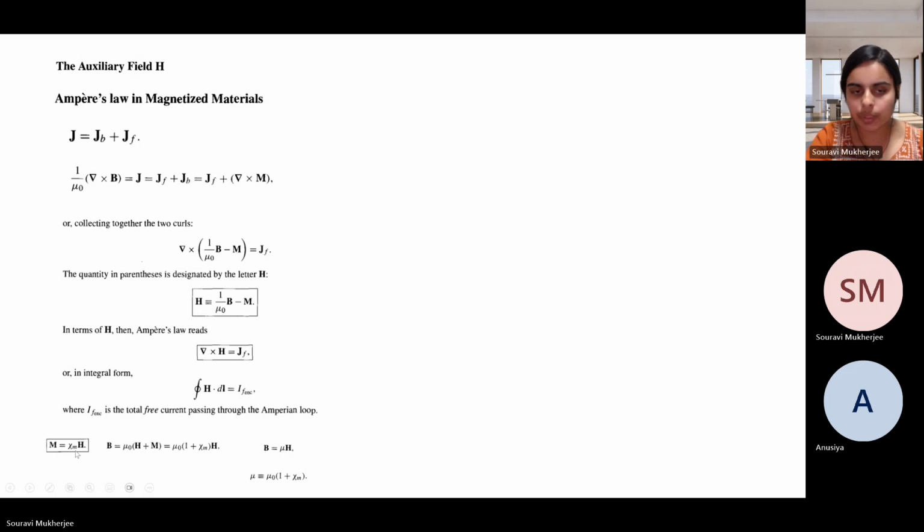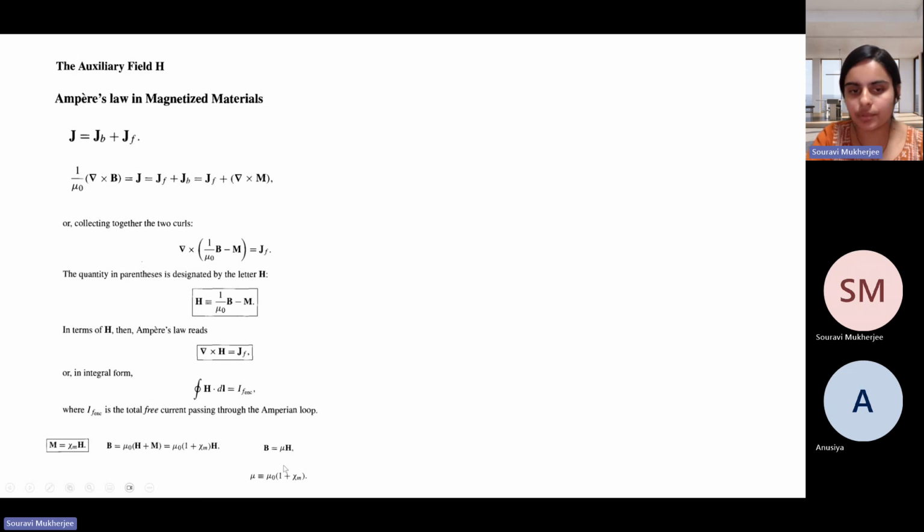If one brings the concept of susceptibility, which relates magnetization and the applied field, then in a linear system you can say that the magnetization is proportional to the applied field, and the proportionality constant is given as magnetic susceptibility. If you use that relation here, B can be written as mu into H, where mu is the net permeability, given as mu naught into 1 plus chi m, where chi m is your magnetic susceptibility.